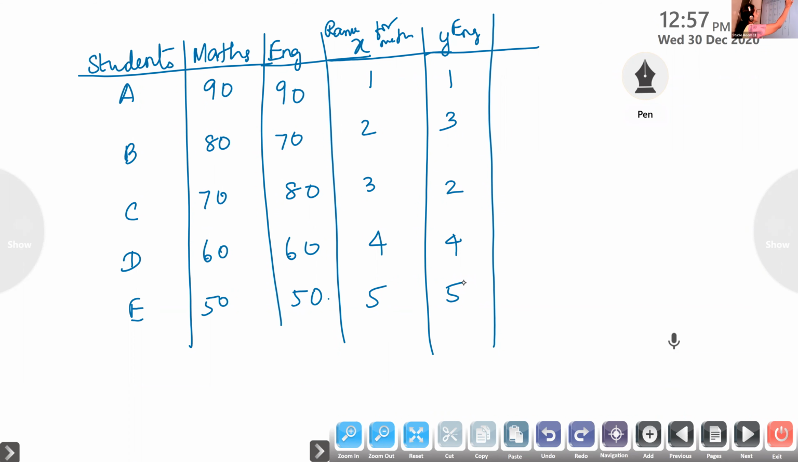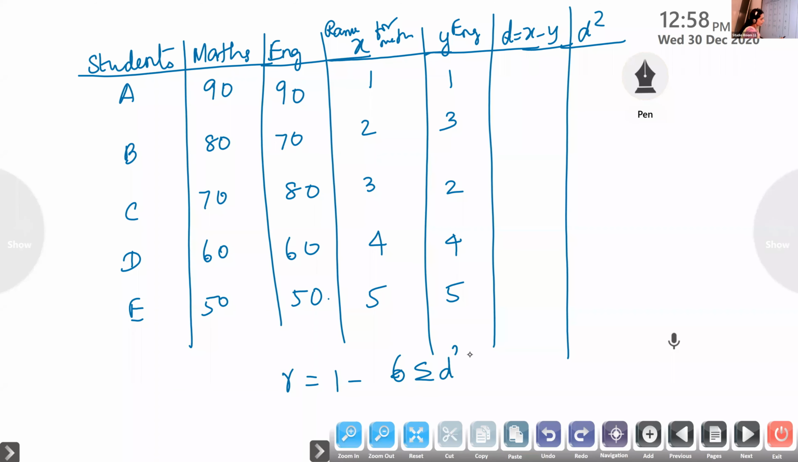Now find out D. What is D? X minus Y. Then find out D square. What is D square? Then find out what is the rank correlation coefficient. 1 minus 6 into sigma d square by n into n square minus 1. Apply the values and find out.